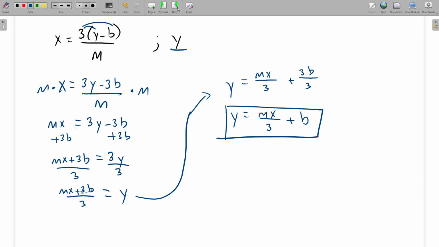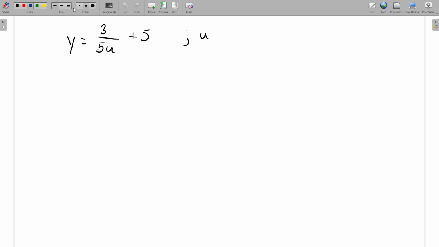We have one more to do. So I'm trying to solve this for u, and u is on the bottom of a fraction. So this problem gets a little tricky. I'm still going to start the same way. If it doesn't have a u, I'm going to move it to the other side. So I'm going to take this 5 and move it to the other side by subtracting it.